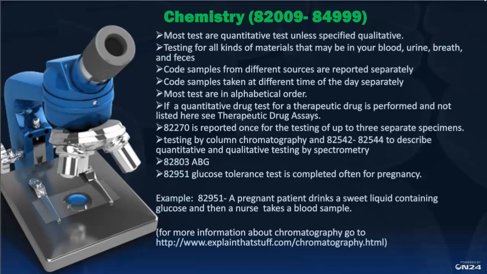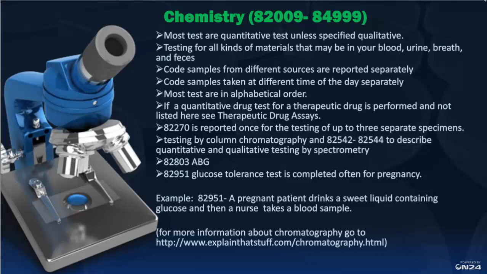Most tests in this section are in alphabetic order. If a quantitative drug test for a therapeutic drug is performed and not listed here, you go to therapeutic drug assays. And then I have specific information. Code 82270 is reported once for the testing of up to 3 separate specimens. Testing by column chromatography, codes 82542 to 82544, are used to describe quantitative and qualitative testing by spectrometry.